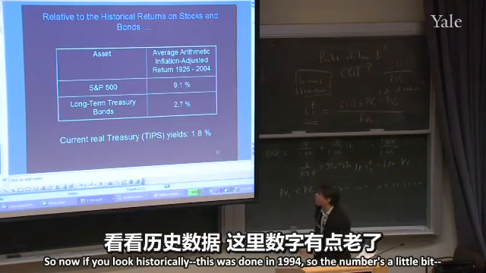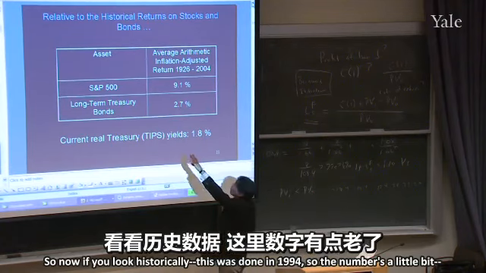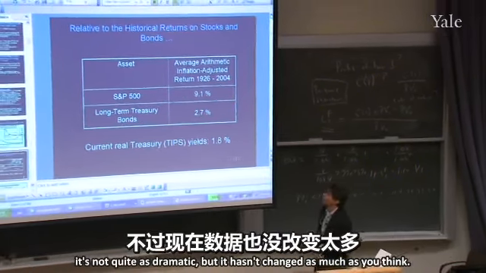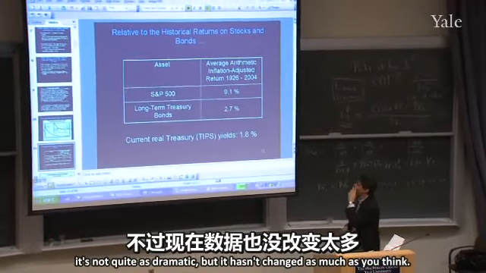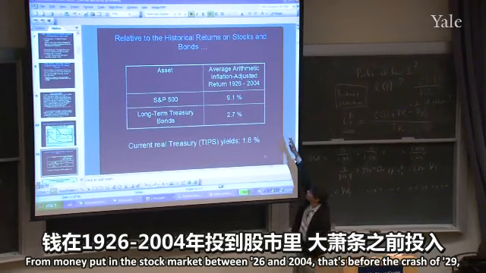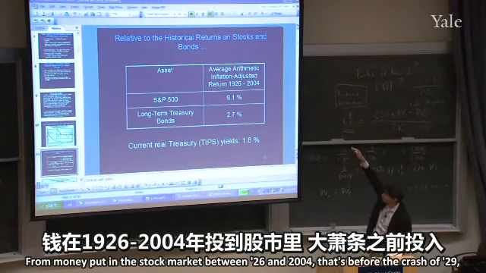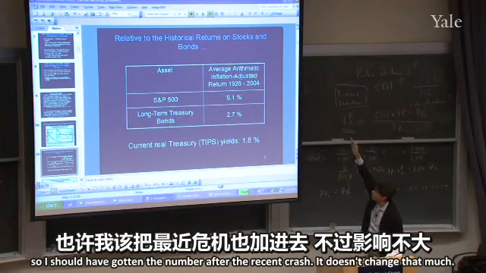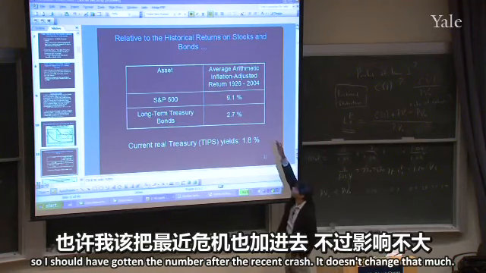Now if you look historically, this was done in 1994, so the number's not quite as dramatic, but it hasn't changed as much as you think. From money put in the stock market between 1926 and 2004, that's before the crash of '29. I should have gotten the number after the recent crash, but it doesn't change that much.